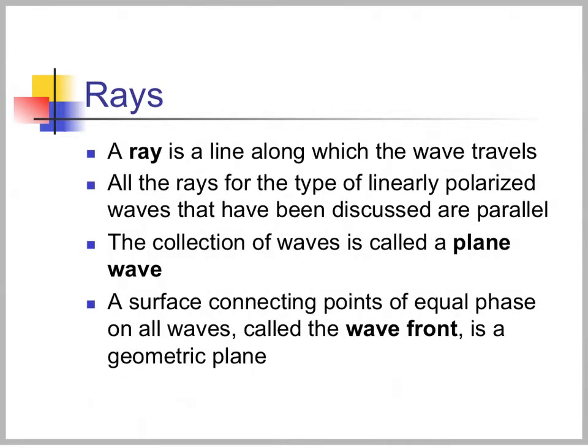So some other definitions we need to talk about are a ray. A ray is a line along which a wave travels. All the rays for the type of linearly polarized waves that have been discussed are parallel. And a collection of all those waves is called a plane wave. The surface connecting points of equal phase of all the waves is called a wavefront, and in this case would be a geometric plane.